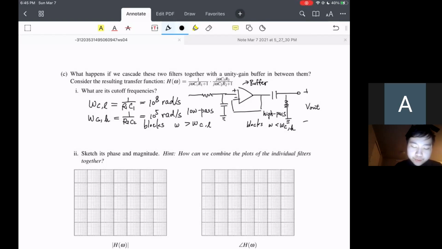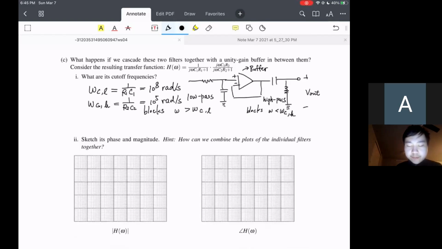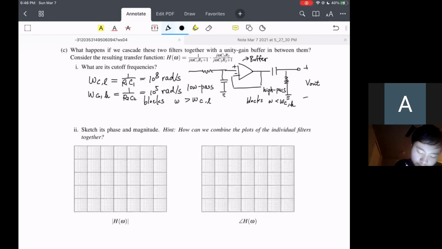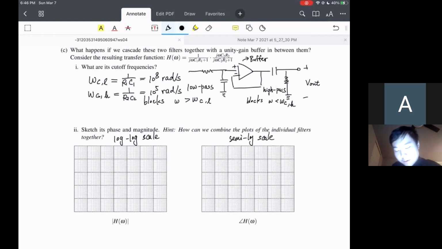All right, so now we sketch its phase and magnitude. Instead of actually doing everything from scratch, there's a hint that says, how can we actually combine the plots of the individual filters together? I think here we should note that we're on a log-log scale for the magnitude plot, and we're on a semi-log scale for the phase plot.